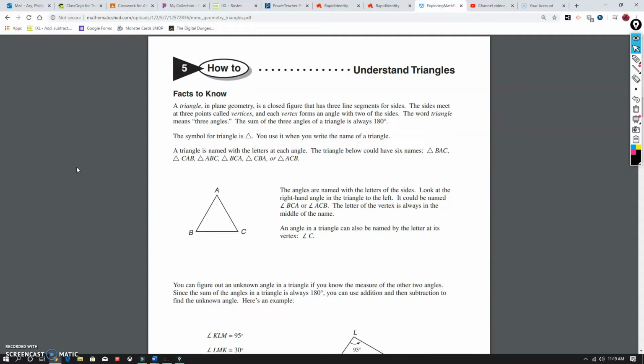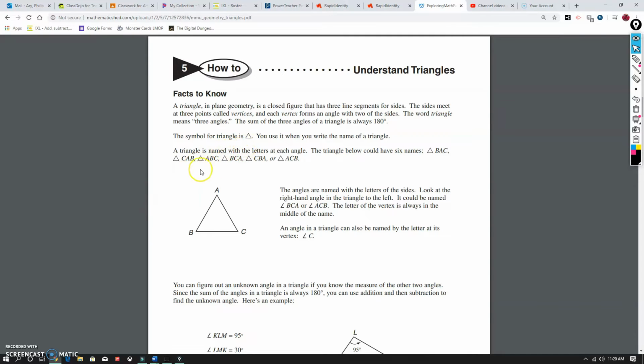Just some things to know. You can always go back and refer to this video if you need to take notes in your notebook. That would be fantastic. It says that a triangle in plane geometry is a closed figure that has 3 line segments for sides. The sides meet at 3 points called vertices, and each vertex forms an angle with 2 of the sides. Tri meaning 3.